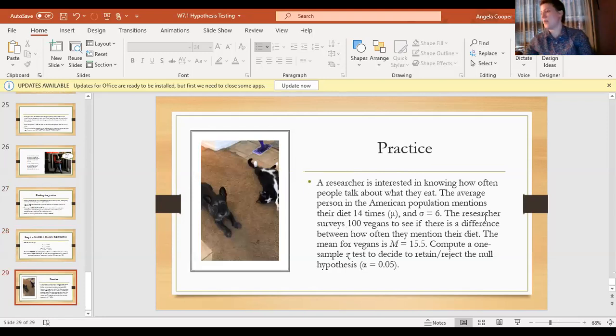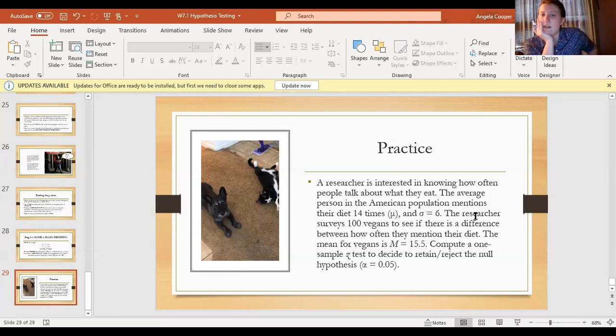Okay, so let's do practice. A researcher is interested in knowing how often people talk about what they eat. The average person in the American population mentions their diet 14 times. So mu equals 14. I'm going to write this stuff down. You'll find that when you write this down as you're doing your homework or any practice problems, it's going to be helpful. So I know that mu is equal to 14 with a standard deviation of 6. Okay, so sigma, or standard deviation, equals 6.